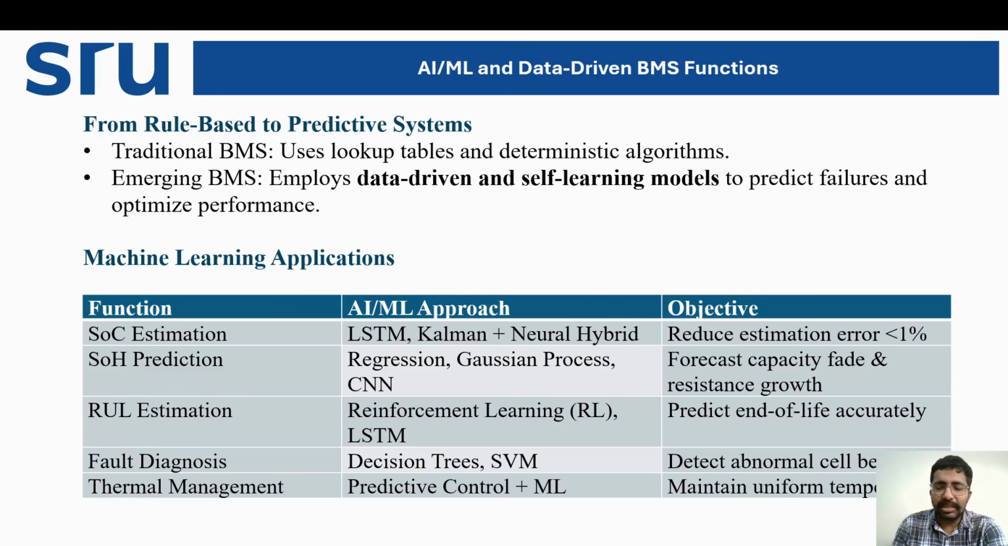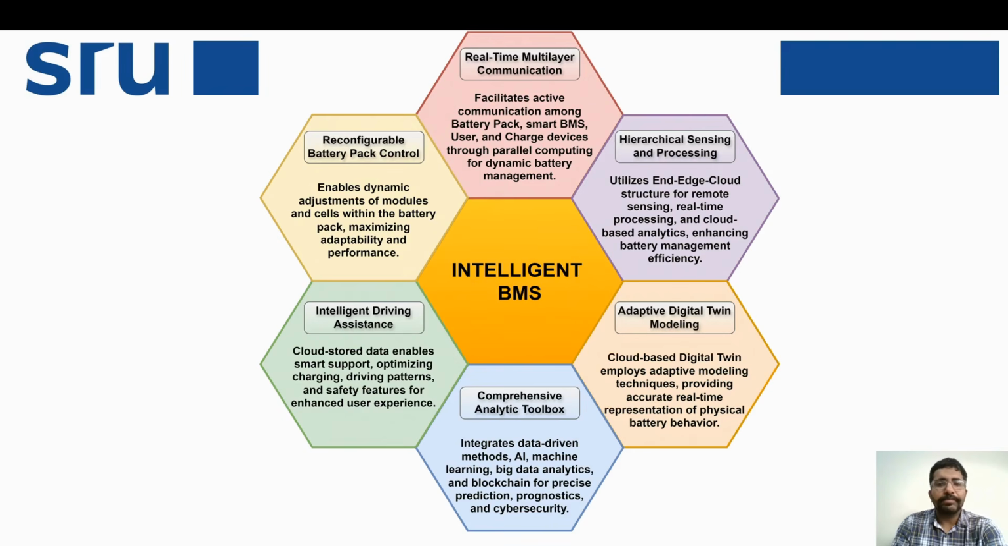So all these things can be quite useful. Here we can see there is, suppose, an intelligent BMS. What all things can we add to convert a traditional BMS into an intelligent BMS? First we will see the real-time multi-layer communication. It facilitates active communication among the battery pack, smart BMS users and charge devices through parallel computing for dynamic battery management. Then hierarchical sensing and processing.